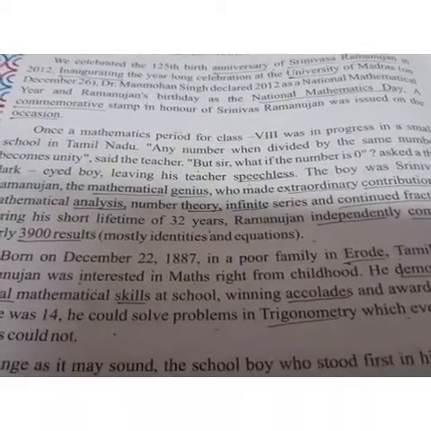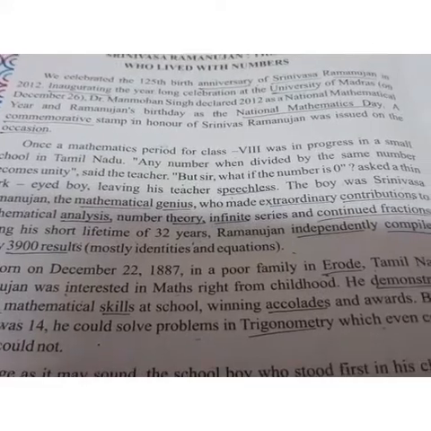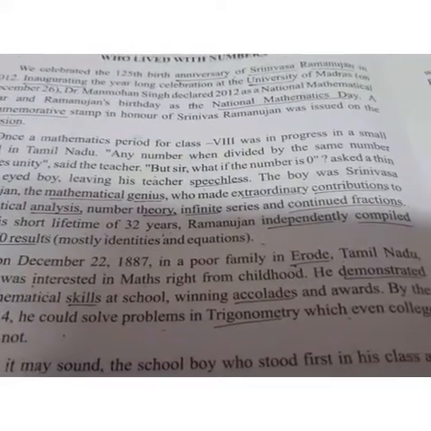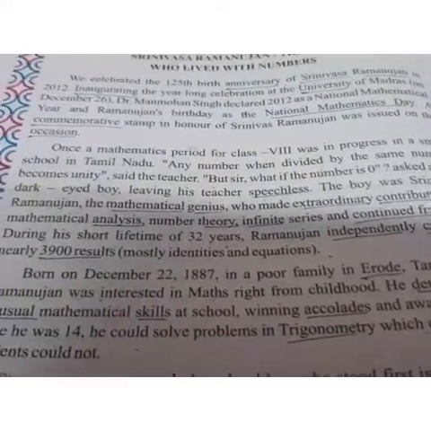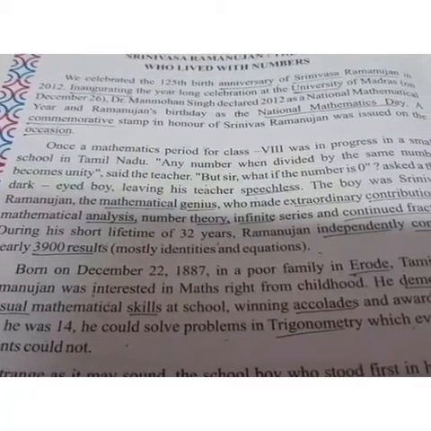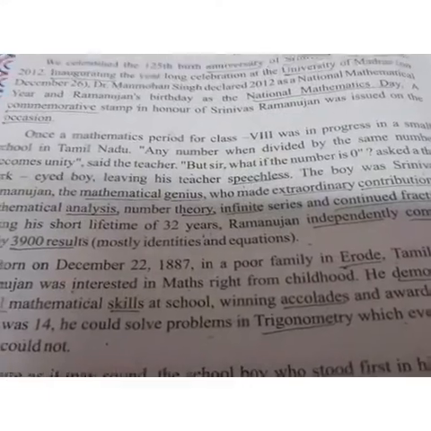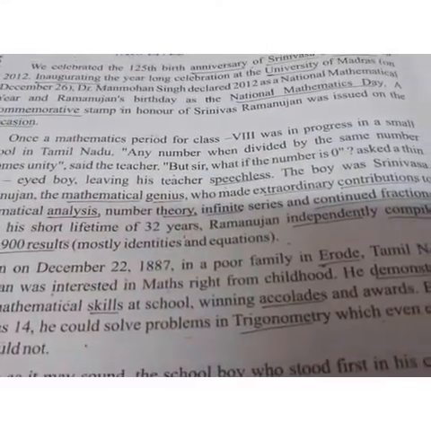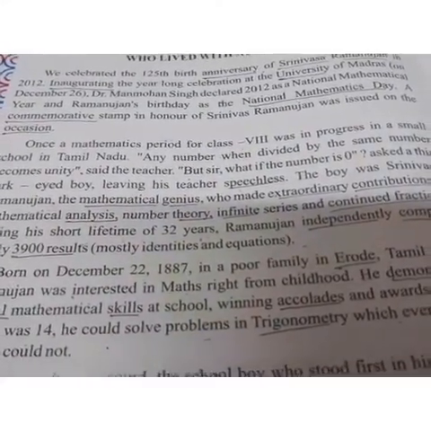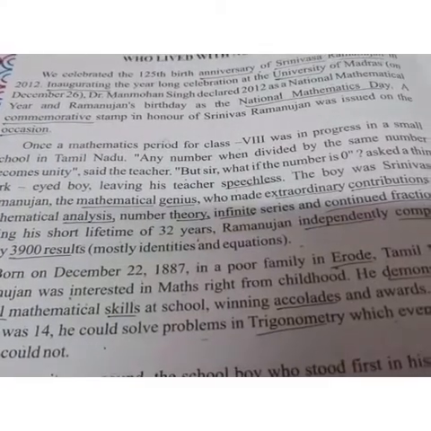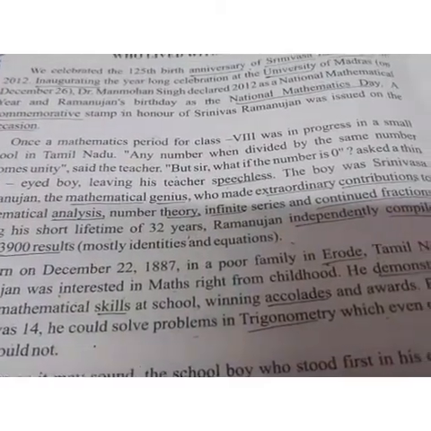Born on 22nd December 1887 in a poor family in Erode, Tamil Nadu, Ramanujan was interested in maths right from childhood. Now, Ramanujan was born in a very poor family in Erode, a district or small village in Tamil Nadu, and from his early childhood, he was very much interested in maths only.